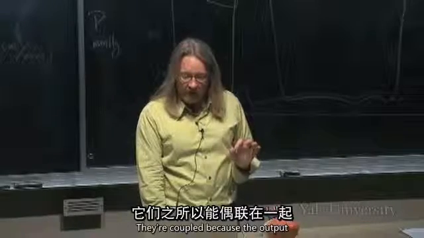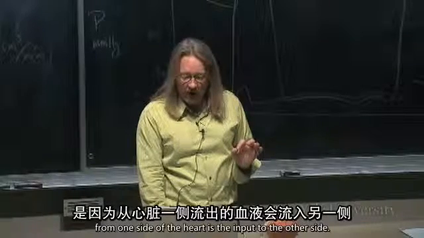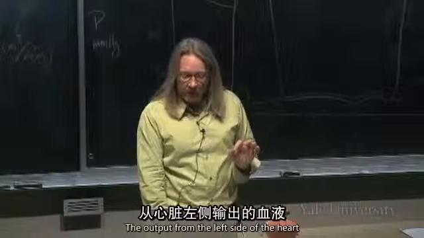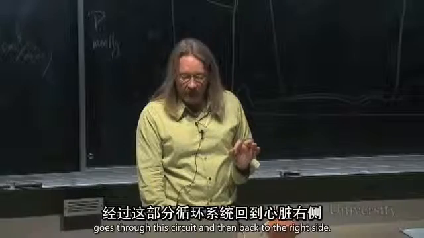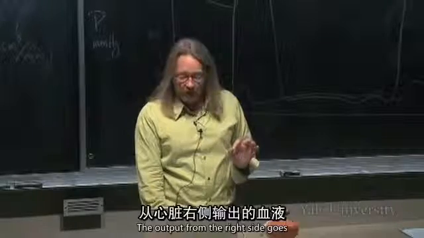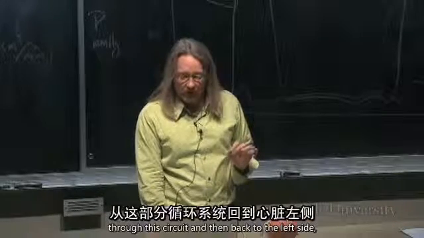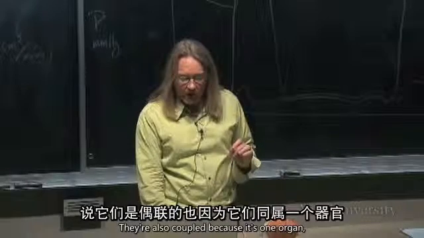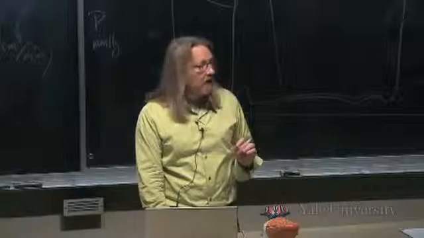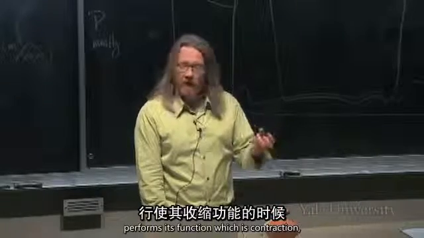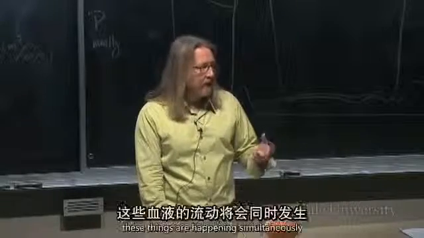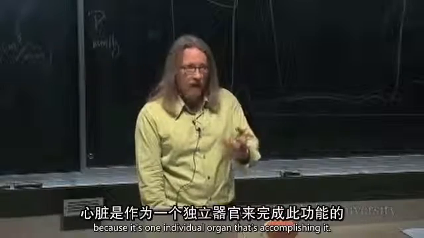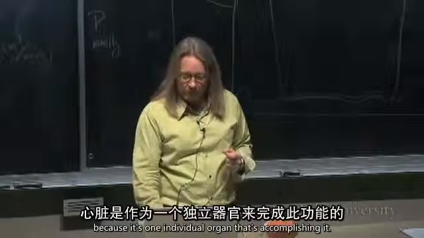They're coupled because the output from one side of the heart is the input to the other side. Right? The output from the left side of the heart goes through this circuit and then back to the right side. The output from the right side goes through this circuit and then back to the left side, and so they're coupled. And they're also coupled because it's one organ. And so when this organ performs its function, which is contraction, these things are happening simultaneously, right? Because it's one individual organ that's accomplishing it.